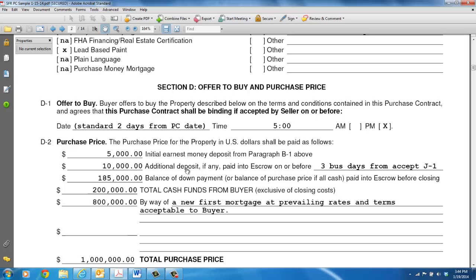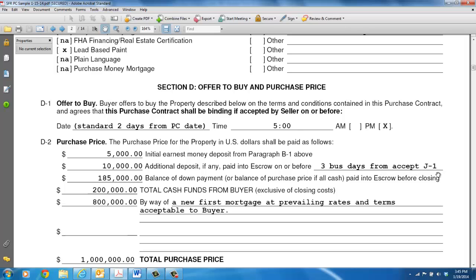You need to tell the seller when you're going to be doing that. A typical time to do this additional deposit would be after the buyer accepts the inspection. The inspection is one of the biggest cancellation periods in the contract, and your buyer probably doesn't want to give up any more money until he knows for sure they are going to buy the property. So what we've done here is put in a standard term here, 3 business days from acceptance of J1.